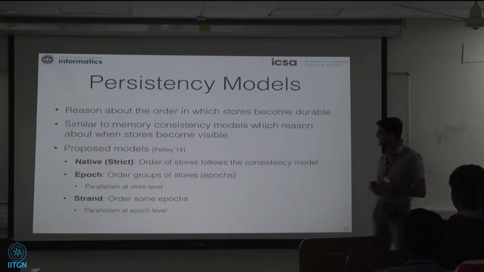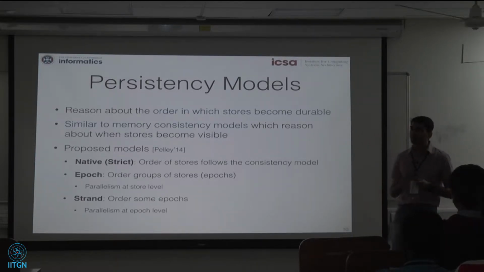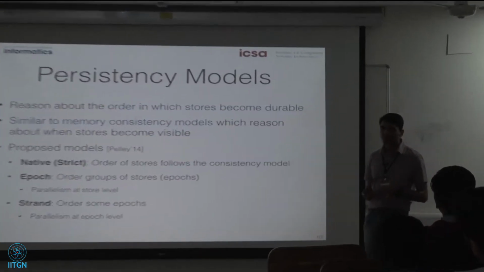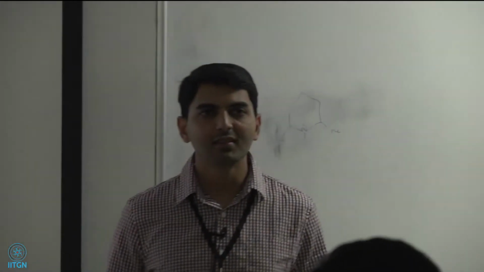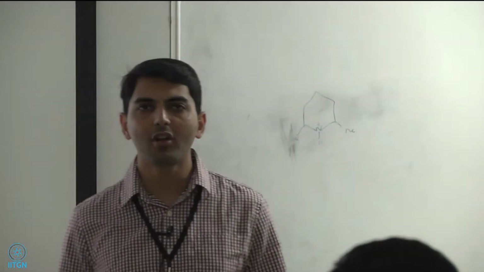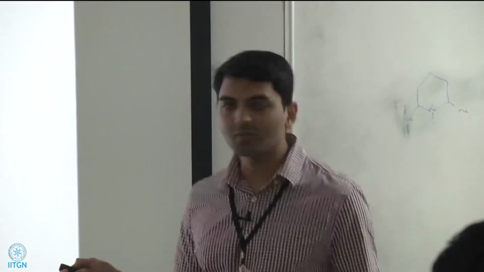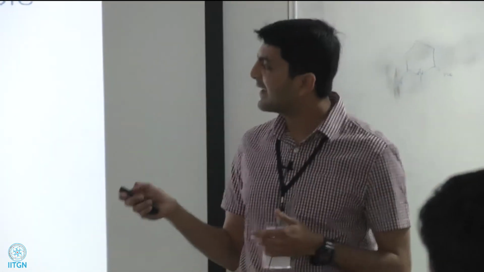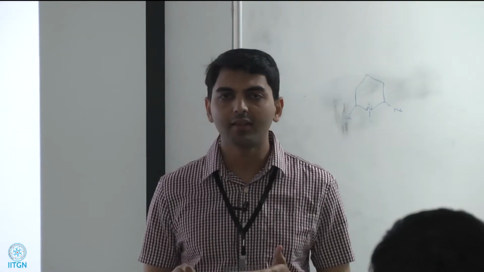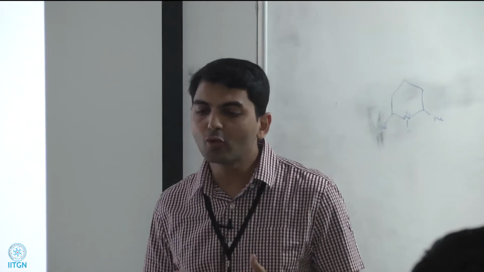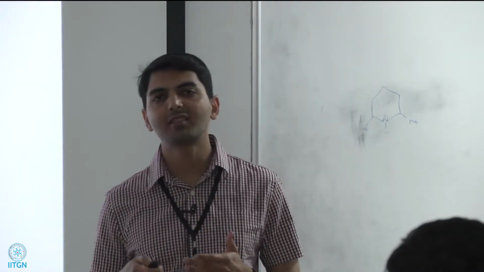So there's something known as native or strict persistence. This model follows the relevant memory consistency model of the processor. So if your processor is sequentially consistent, which means all the stores need to be ordered, then this model will ensure that after any update, any update will always reach persistent memory in the program order.